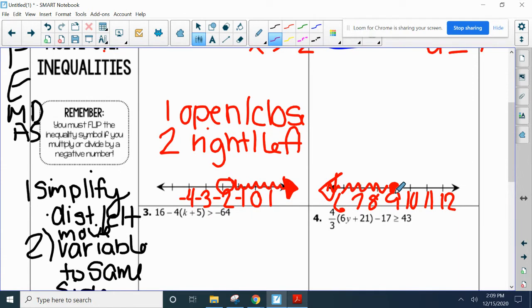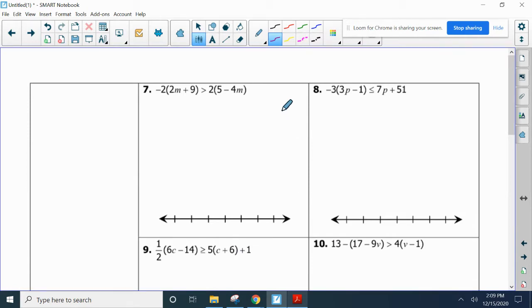All right. I want you to go ahead and turn the page to the back if you're on the sheet. If not, just follow along with me. I'm going to go ahead and do 7.